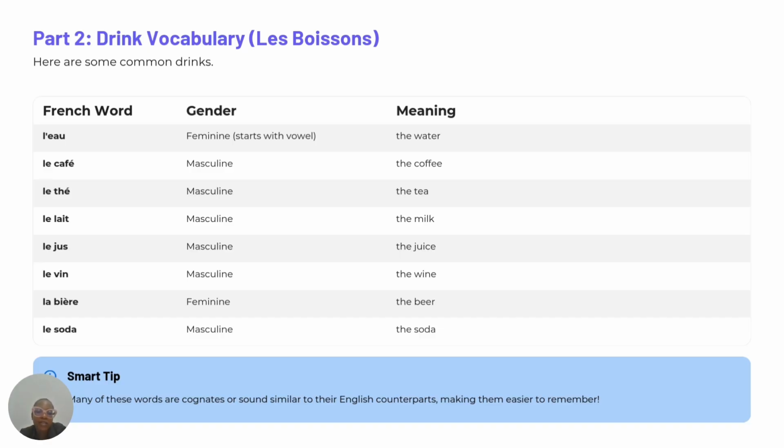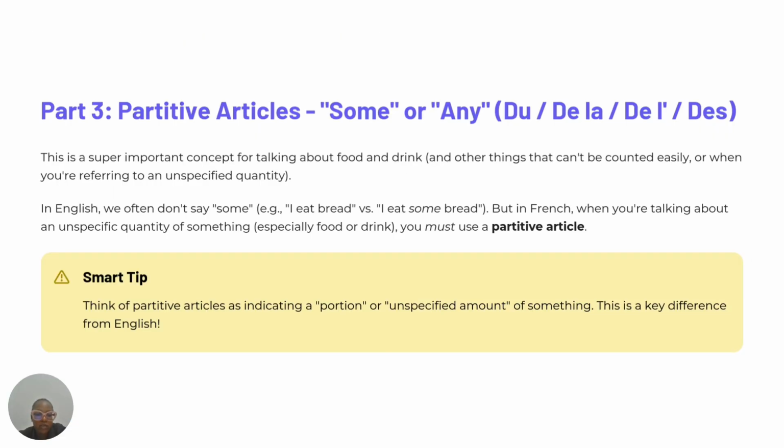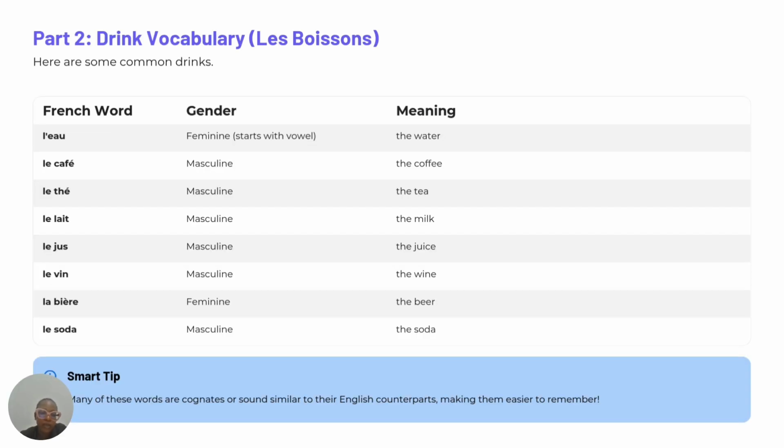So we have many words that are actually cognates, they have similar words in French. For instance, soda is soda. The only thing you have to do is to add the le. Then beer is a near cognate. We say bière. Then juice is jus. Then coffee, café, water, l'eau, tea, thé, milk, lait. So this is quite simple, and I believe it's something you can get very quickly.